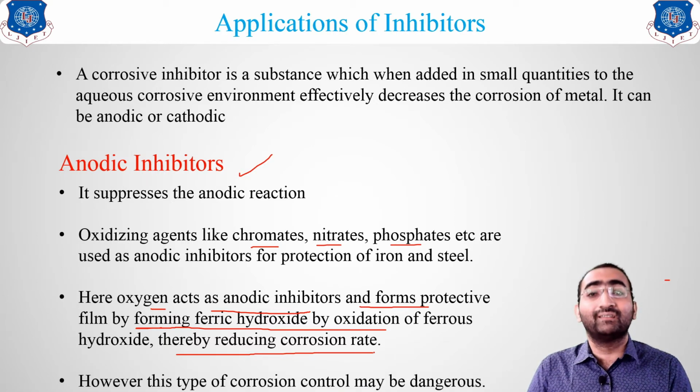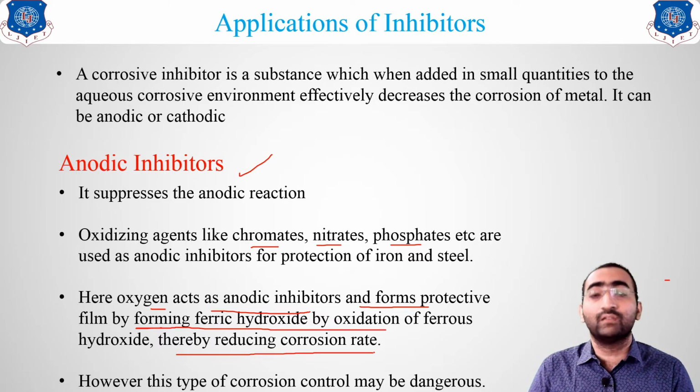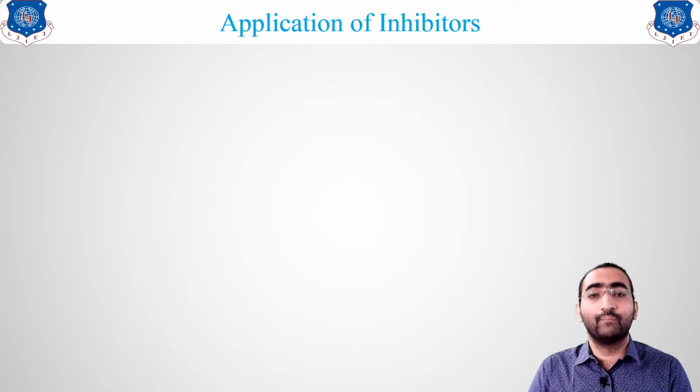Okay, however, this type of corrosion may be dangerous. Why? Because sometimes if it is not forming a film, then that oxygen will react inside the material and will go for the corrosion. So it is a very dangerous type of protective layer. If it goes one way, then there will be corrosion resistance, and if it goes the other way, then it will increase the corrosion. So by going the proper way, this type of protective layer can be formed and your corrosion resistance can be achieved.